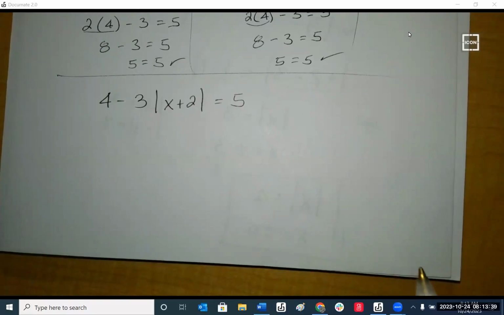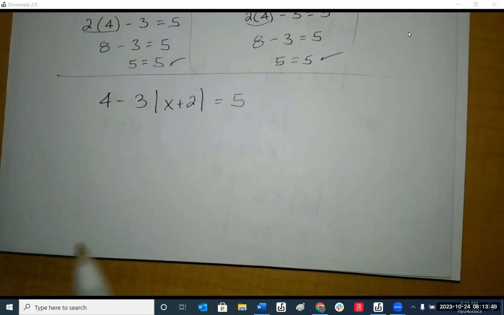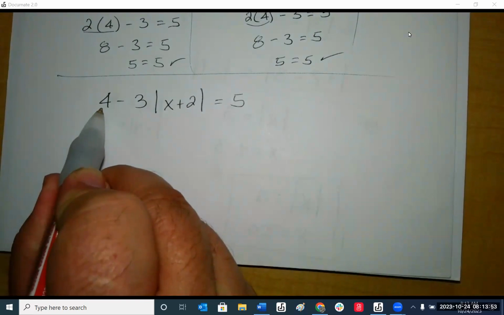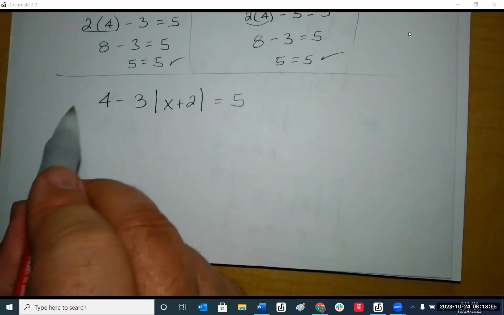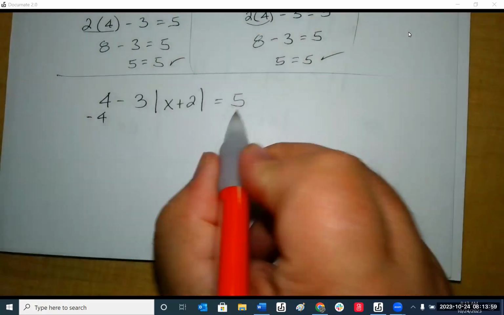What's the first step? Nope. Well, yeah. Isolate, but what do we do first? That's a safe answer. Get rid of the 4 first, since it doesn't have anything to do with absolute value of x. It's added and subtracted to it. So we subtract 4 from both sides.